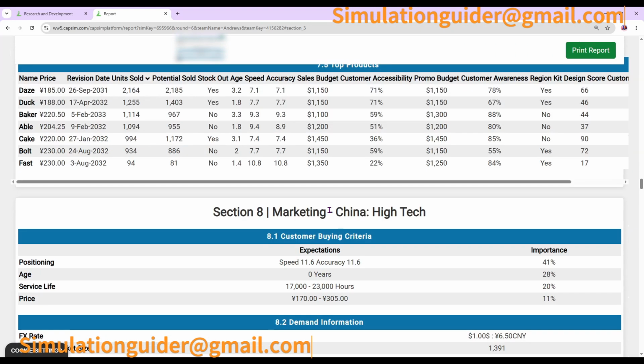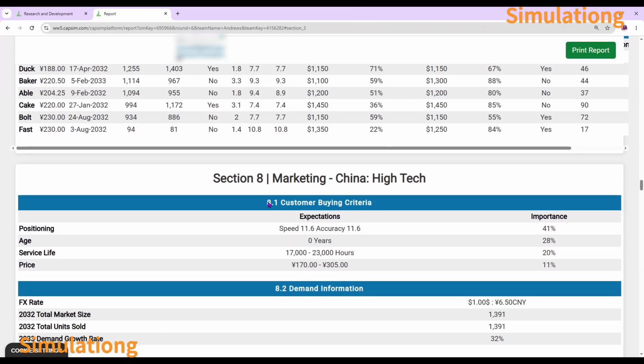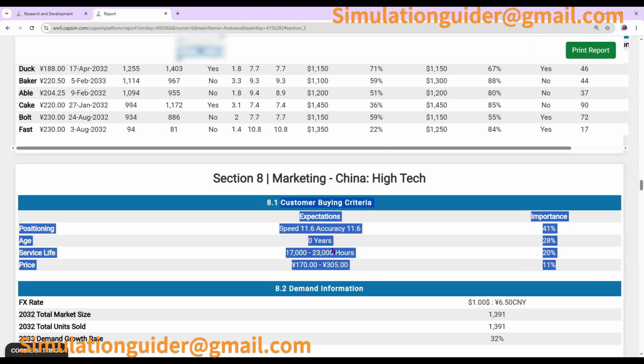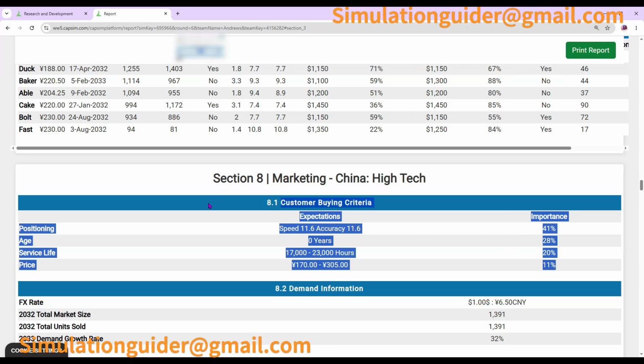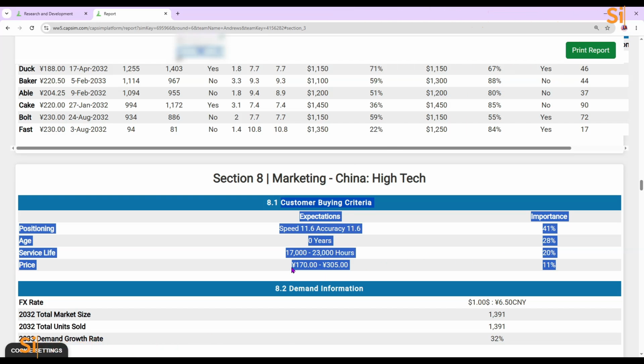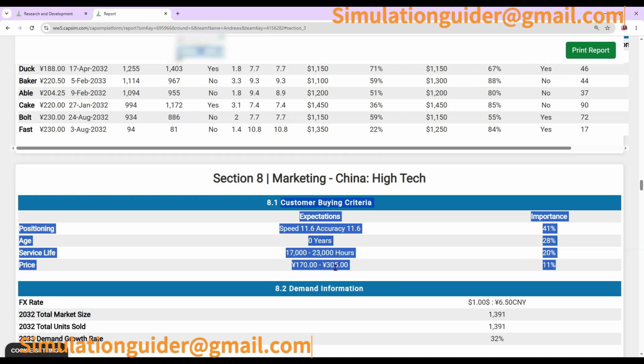On to the last part of the China market, which is the high tech. Here customers expect a speed of 11.6 and accuracy of 11.6, with 41% importance. 0 years for the age has 28% importance. 17 to 23,000 hours for the service life has 20% importance. And lastly, 170 to 305 for the pricing has 11% importance.